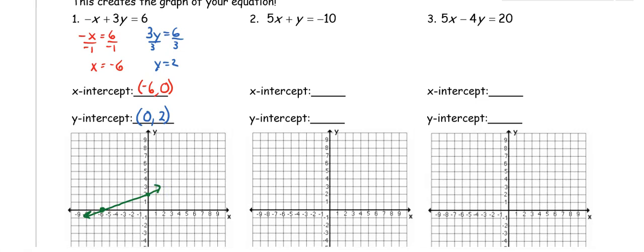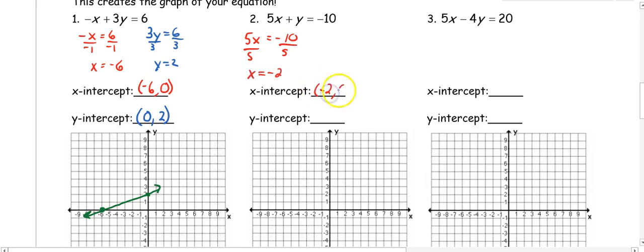So let's try another example. In number 2, we have 5x plus y equals -10. So we're going to first do 5x equals -10 and solve for x. So we divide by 5 on both sides, x equals -2. So we would have -2, comma 0. Remember, 0 is for the variable we did not solve for.